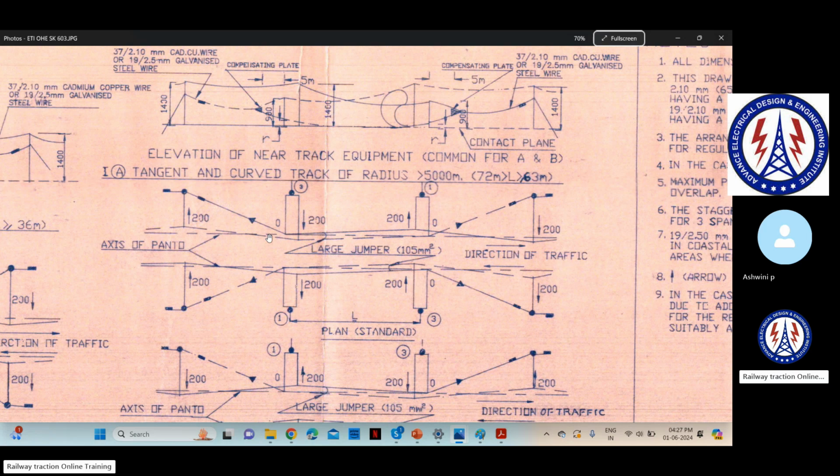Ashwini, would you like to give your try? Bilal has given a try. One try is given. Now it's your turn. Here, jumper. Yeah, 1 point you can say.